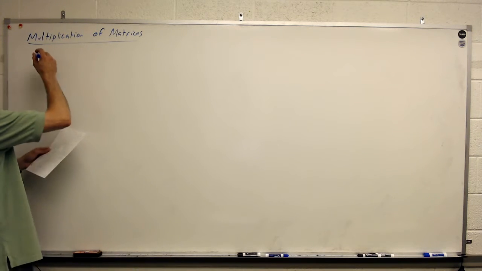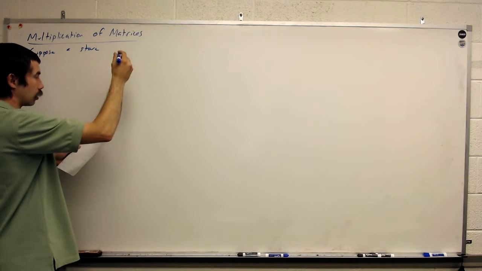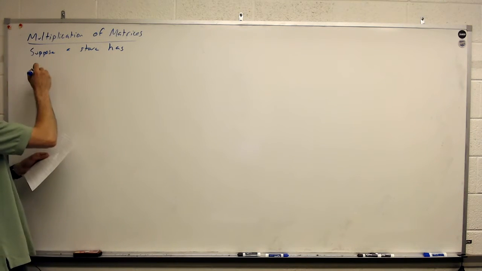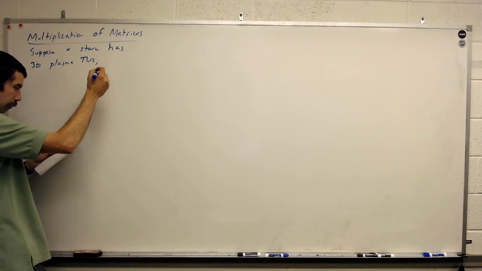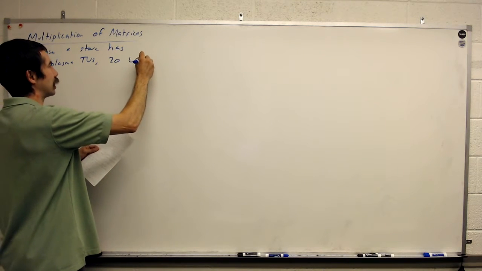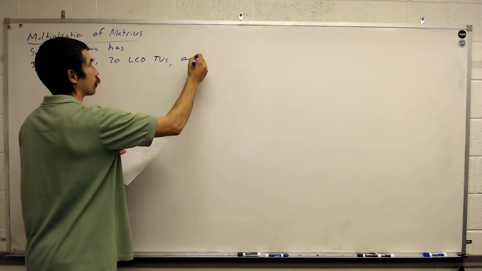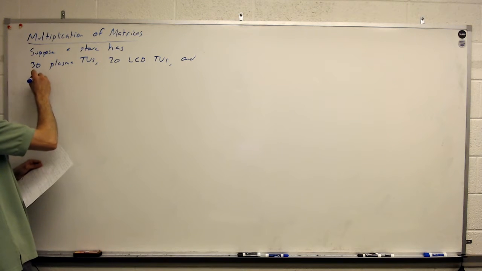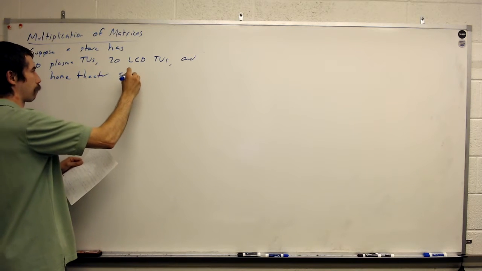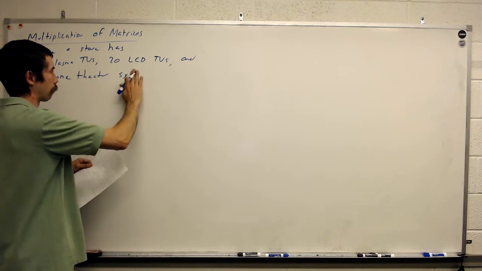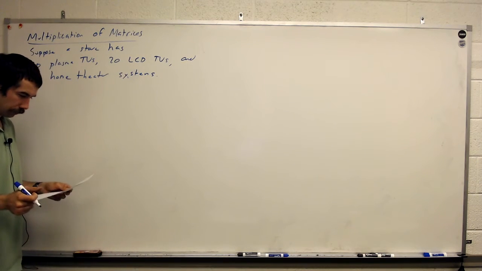Okay, so suppose a store has 30 plasma TVs, 20 LCD TVs, and 10 home theater systems. All right, so this is the inventory of the store.